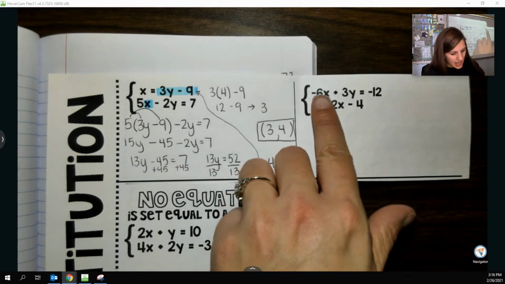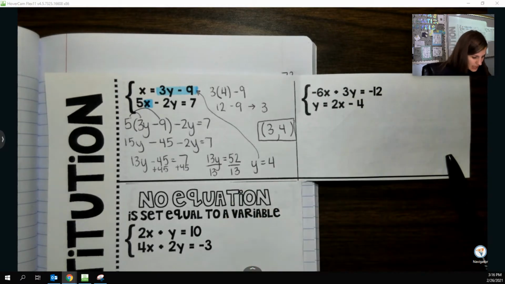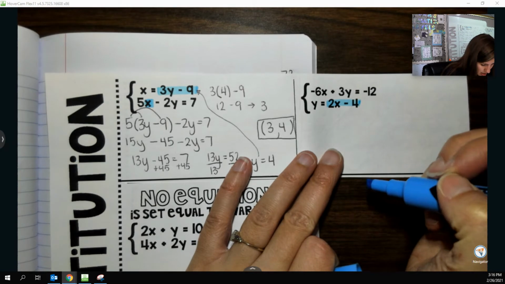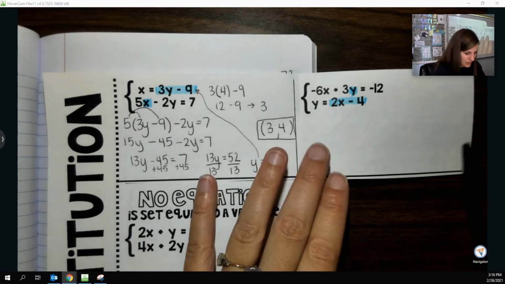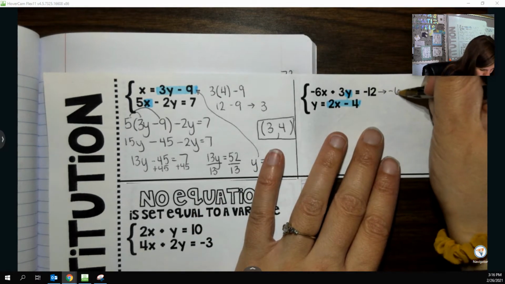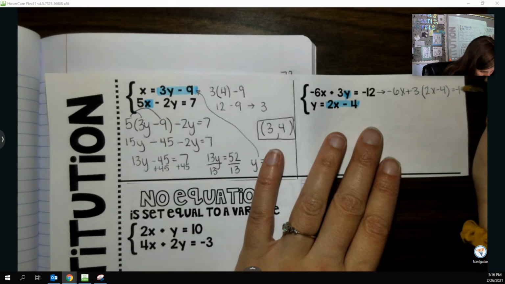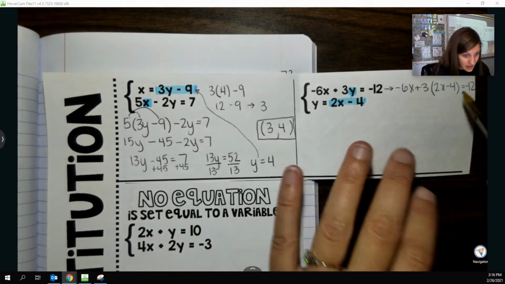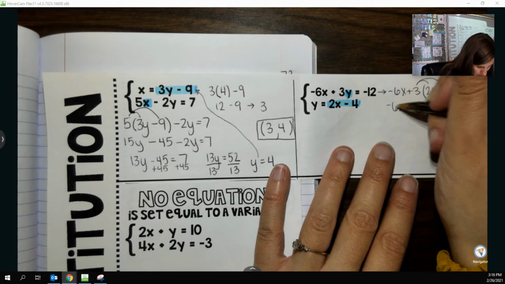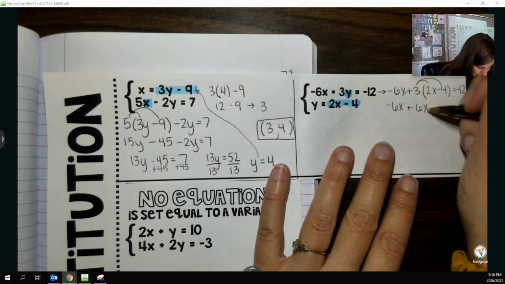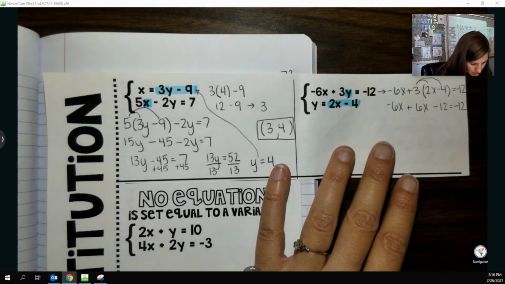So to try another one, this top equation is not a letter equals stuff. However, the bottom one is, it says y equals this. So in the top equation, I can replace y with that because they're equal. So I'm going to take this top equation, rewrite it, but in place of y, I'm going to put that 2x minus 4. And then I can start solving because I have all x's here. So first I got to distribute. So negative 6x plus 6x minus 12 equals negative 12. Uh-oh.